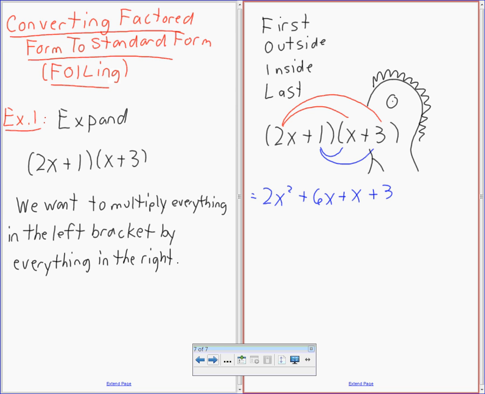Another question? Okay, so the 2x times x, that's the first. Yes. And then 2x times 3. That's your outside, yeah. And then the 1 times the x is the inside, yeah. And then 3 times. Yeah.